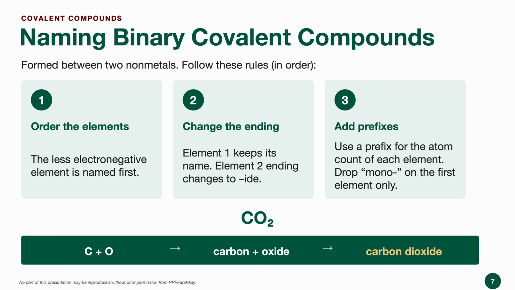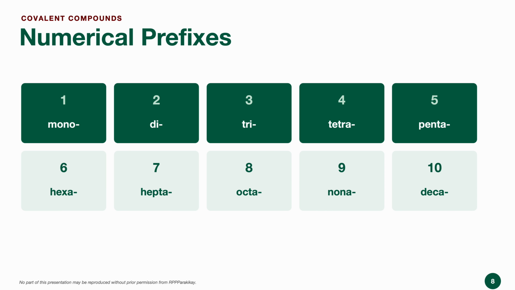Therefore, CO2 is named as carbon dioxide. The numerical prefixes corresponding to 1 to 10 are as follows. So we have 1 as mono, 2 as di, 3 as tri, 4 as tetra, and so on. So you should memorize these as they are applied consistently throughout the covalent nomenclature.